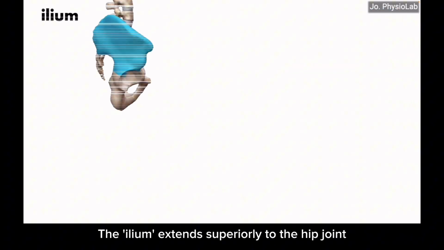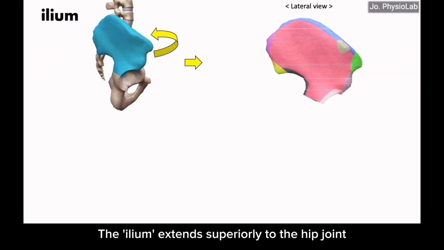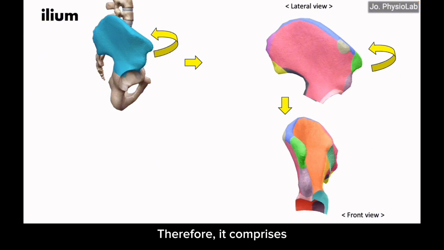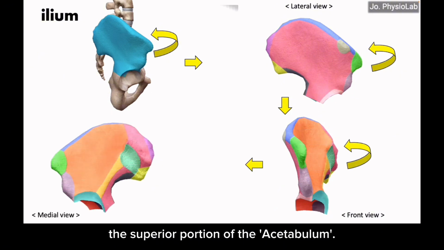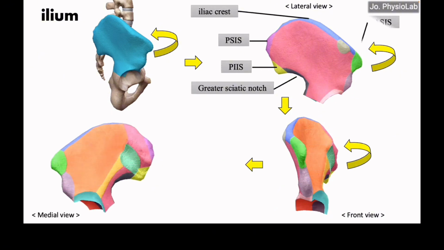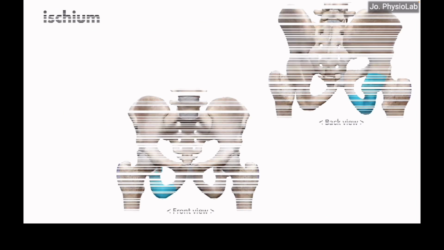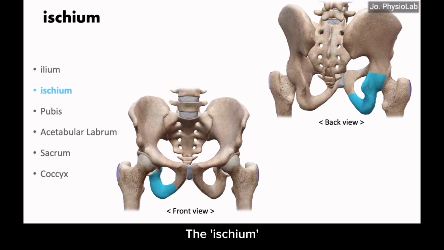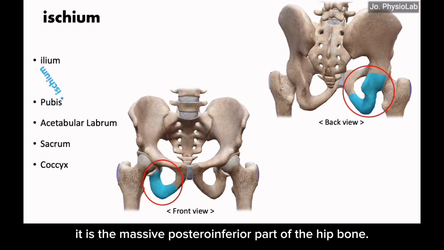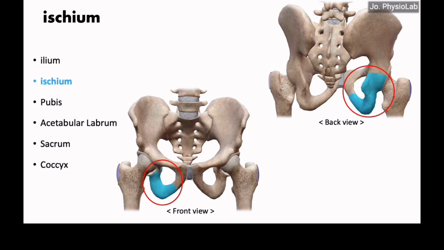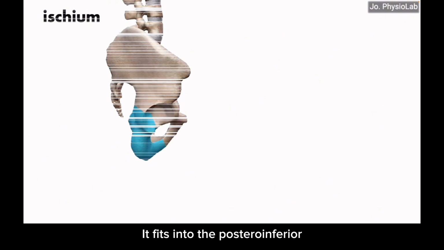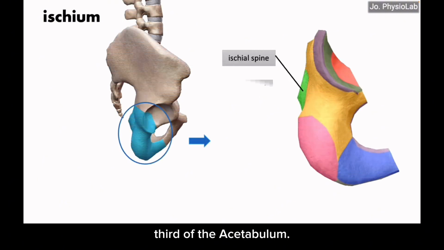The ilium extends superiorly to the hip joint. Therefore, it comprises the superior portion of the acetabulum. The ischium is the massive posterior inferior part of the hip bone. It fits into the posterior inferior third of the acetabulum.